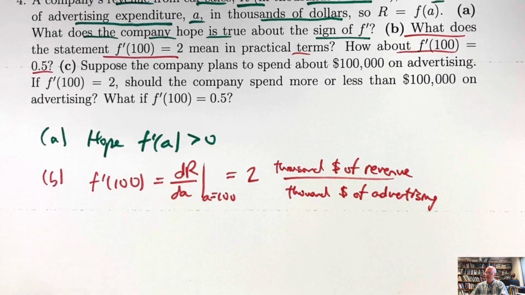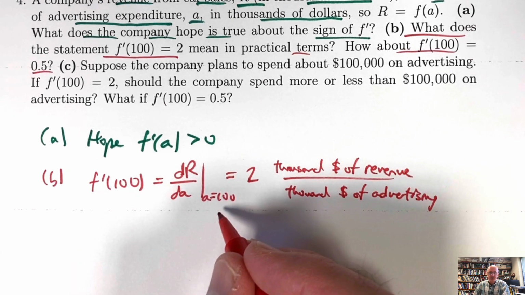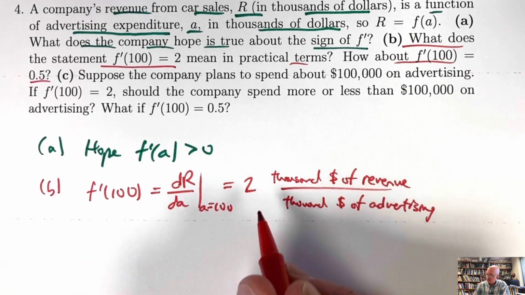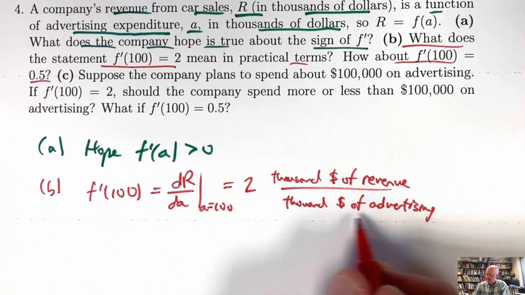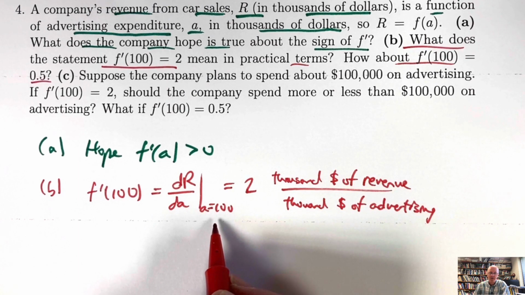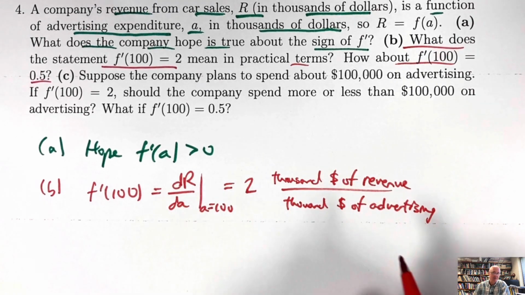I'm not going to write out what it means in practical terms to save time. I'll just explain. This is a rate of change of the revenue with respect to the advertising expenditure. When the advertising expenditure is $100,000, A is 100 means $100,000 of advertising. That rate of change is $2,000 of revenue per $1,000 of advertising. So if A increases by about $1,000, say, meaning delta A is 1, you can expect the revenue to go up by about $2,000, 2 times 1.